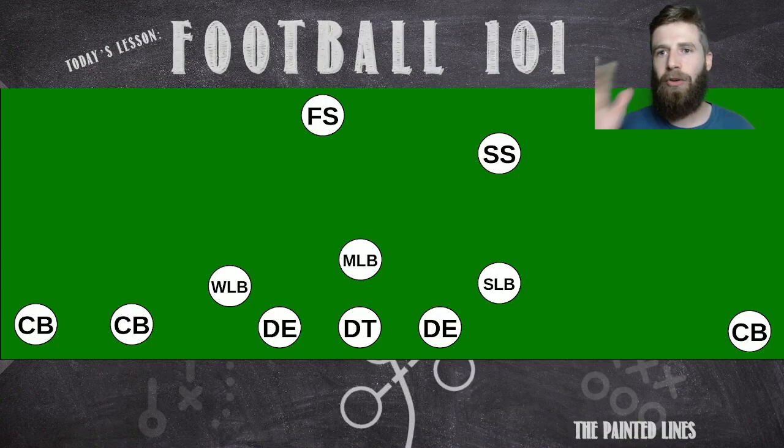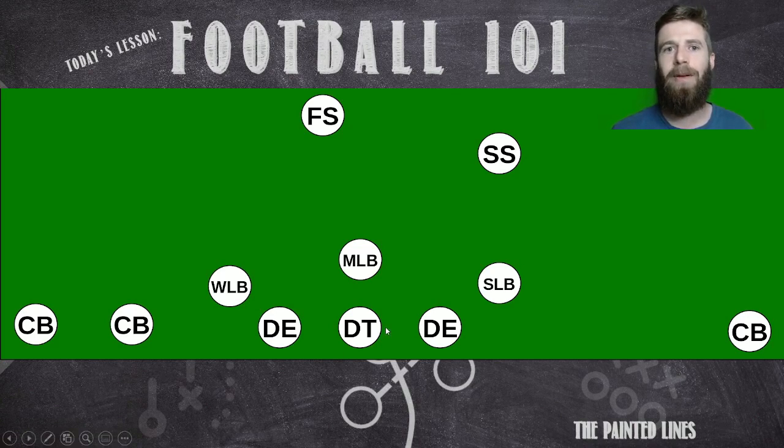We also have nickel defense, which is called nickel defense because there's 5 defensive backs. Typically, it will be 3 cornerbacks and 2 safeties. It's called nickel because there's 5. It's worth 5 cents. Now, you could run nickel in a lot of different ways. This is a 3-3-5. 3 defensive linemen, 3 linebackers, 5 defensive backs. You could also run a 2-4-5, where you have 2 defensive linemen and you have 4 linebackers.